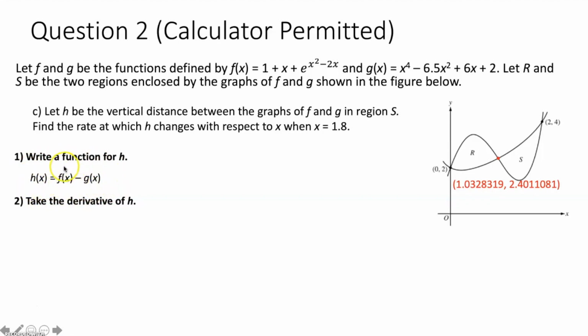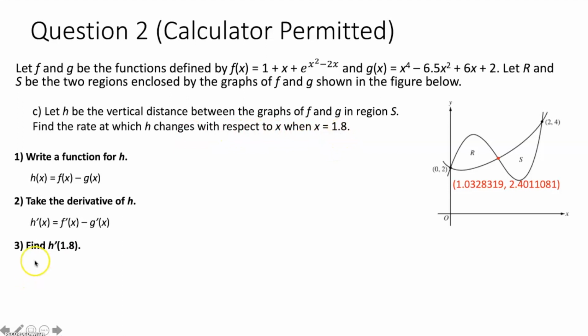The derivative over here, I take the derivative of each term individually. The derivative of f of x is just f prime of x. The derivative of g of x is just g prime of x. Now we just need to answer the question, which says find the rate at which h changes with respect to x when x is equal to 1.8.